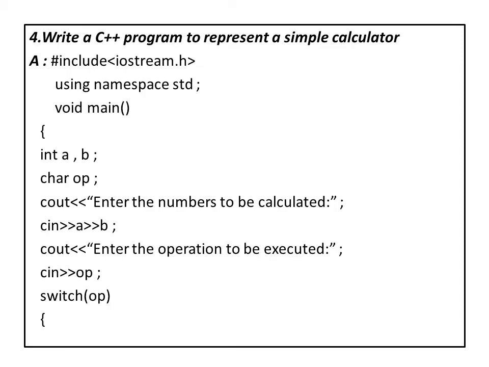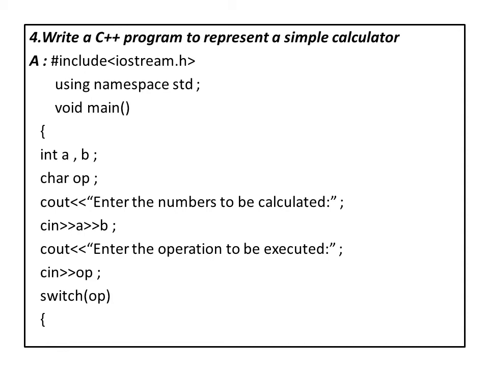Next is write a C++ program to represent a simple calculator. Here in a calculator we have different types of algebraic operations, right? One is addition, subtraction, division, multiplication, and in C++ we use one modulus operator to find the remainder. Now these are all 5 parts. We can divide it into 5 cases.